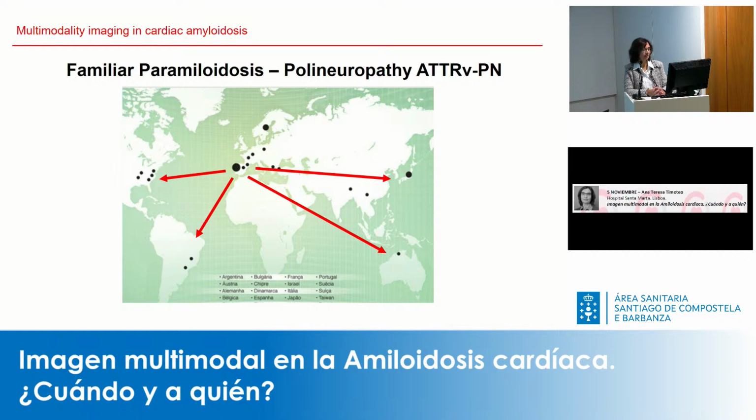Just out of curiosity, in Portugal we have a specific hereditary ATTR amyloidosis that affects essentially the peripheral nerves that we call familiar paramyloidosis, and it's really a mutation from the north of Portugal, from Vila do Conde and Póvoa do Varzim. And as you can see, there are several cases widespread worldwide due to migration since the 15th century. So this is a disease that you can find everywhere. This is an hereditary form. And 20% of the cases are located in the north of Portugal. I don't know if you have any here in Galicia, but this is an example of an hereditary form of amyloidosis, but it does not affect usually the heart.